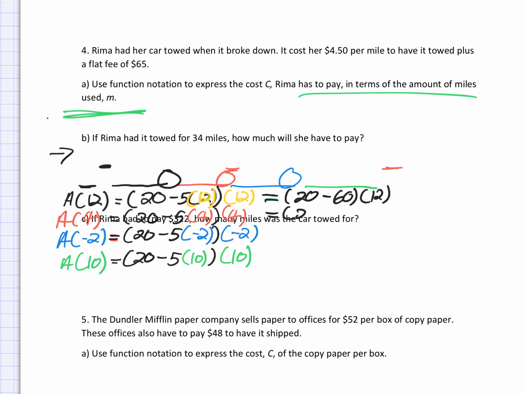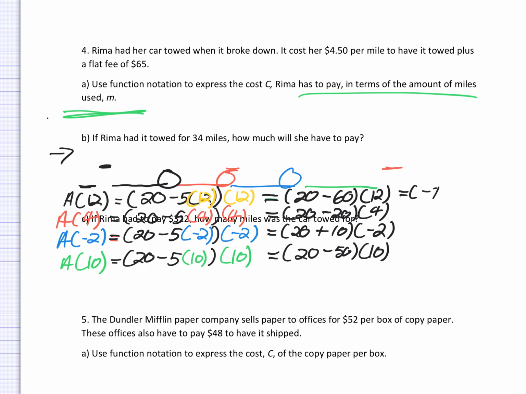And this one here, we get 20 minus 20, and that will be times 4. Here we'll get 20 plus 10 times negative 2. And then finally we get 20 minus 50 times 10. We'll continue along. 20 minus 60 is going to give us negative 40 times 12. Here we're going to get 0 times 4. 30 times negative 2. And negative 30 times 10.